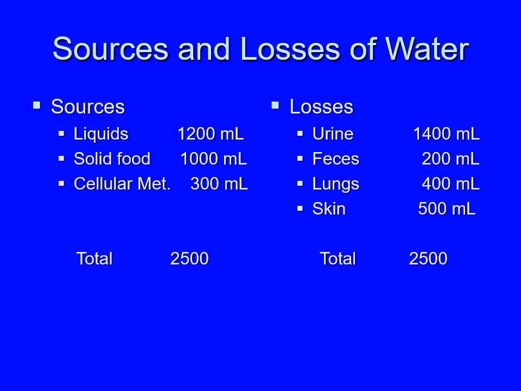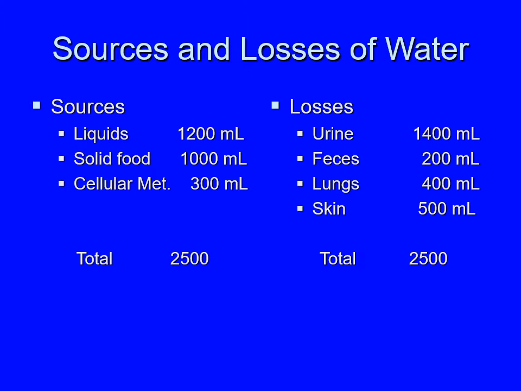These are your sources where water comes from, where it goes, and those amounts should be equal. Total in should equal total out. So liquids that you ingest, 1,200 milliliters on average. Solid food contains some water, 1,000 milliliters there. Water of cellular metabolism, that's when the cells use glucose and create ATP. Water is a byproduct, 300 milliliters there.